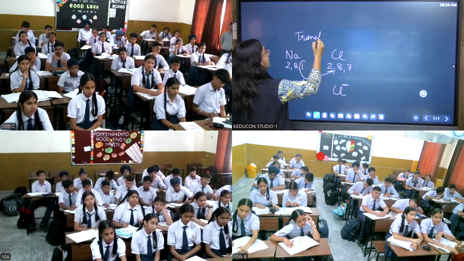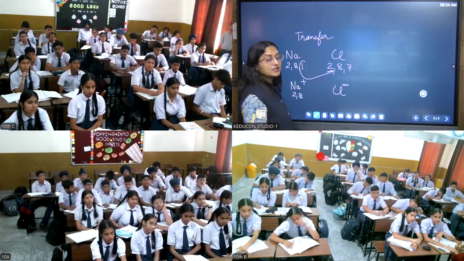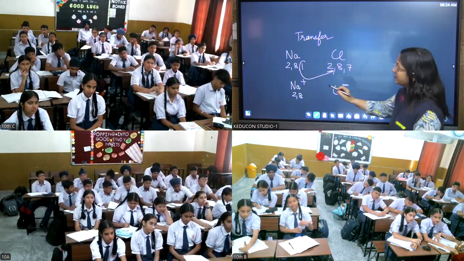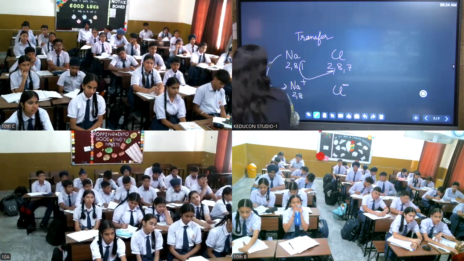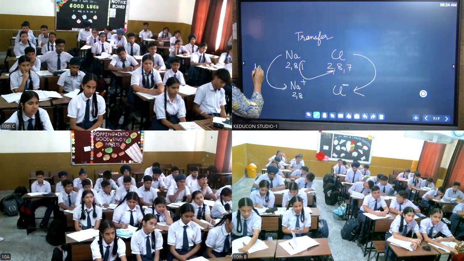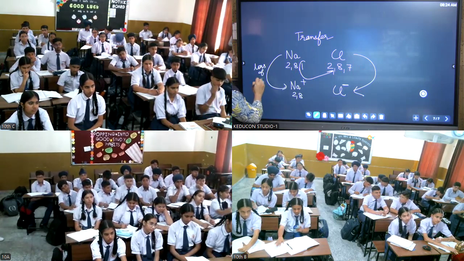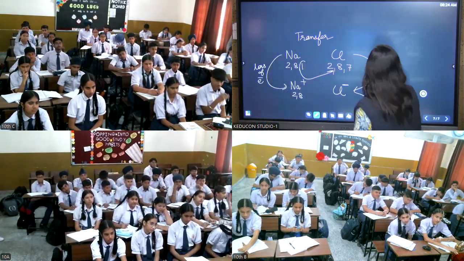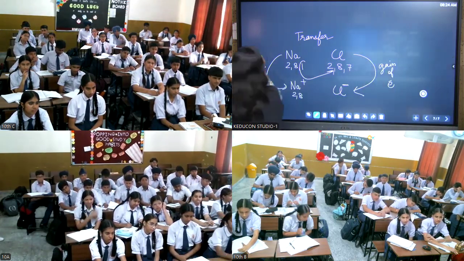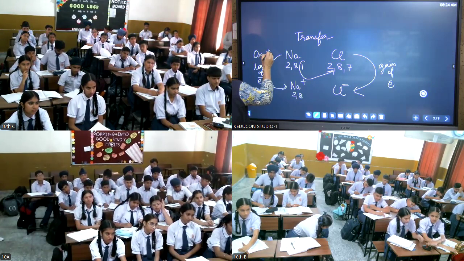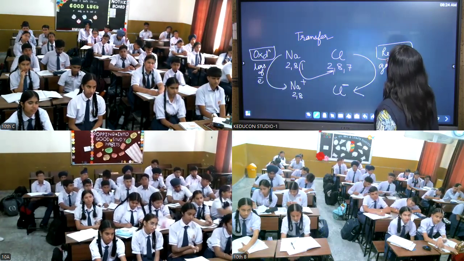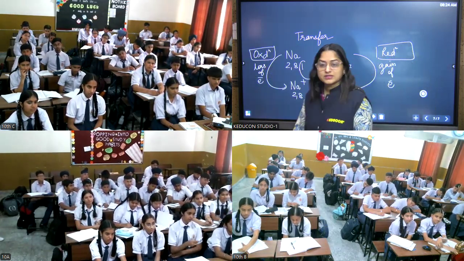सोडियम जो है अपना इलेक्ट्रॉन क्लोरीन को ट्रांसफर कर रहा है, खुद बन जा रहा है Na से Na पॉजिटिव, और क्लोरीन को बना रहा है Cl से Cl नेगेटिव। इधर वो कर रहा है लॉस ऑफ इलेक्ट्रॉन और इधर वो कर रहा है गेन ऑफ इलेक्ट्रॉन। लॉस ऑफ इलेक्ट्रॉन इज कॉल्ड ऑक्सीडेशन एंड गेन ऑफ इलेक्ट्रॉन इज कॉल्ड रिडक्शन। कुछ समझ आया?